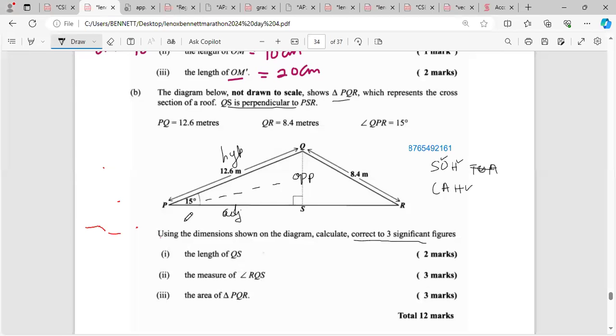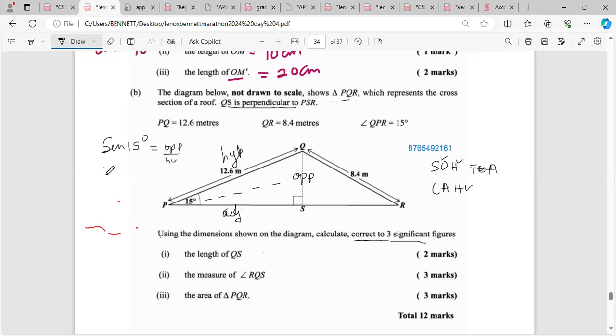We don't know the adjacent, so we can't use two unknowns to find it, right? Because this side is blank, this side is blank. No way you can figure it out from them. So you know what you do. You say sin 15. What this does is it identifies which angle you look from. Is equal to the opposite side over hypotenuse.